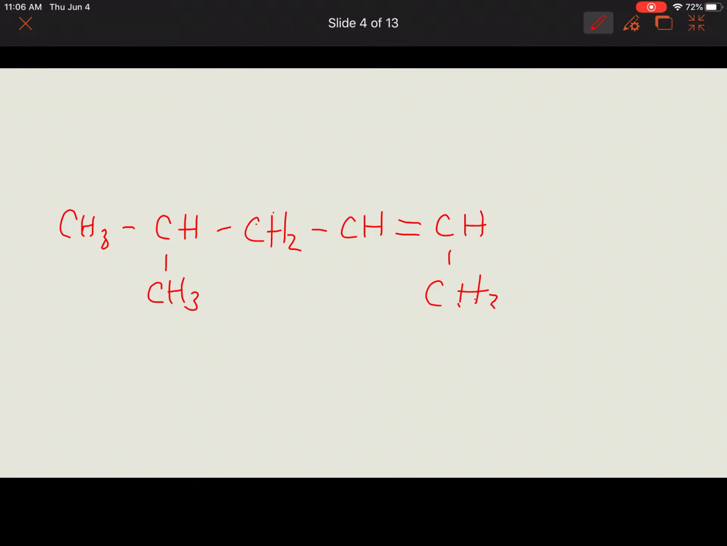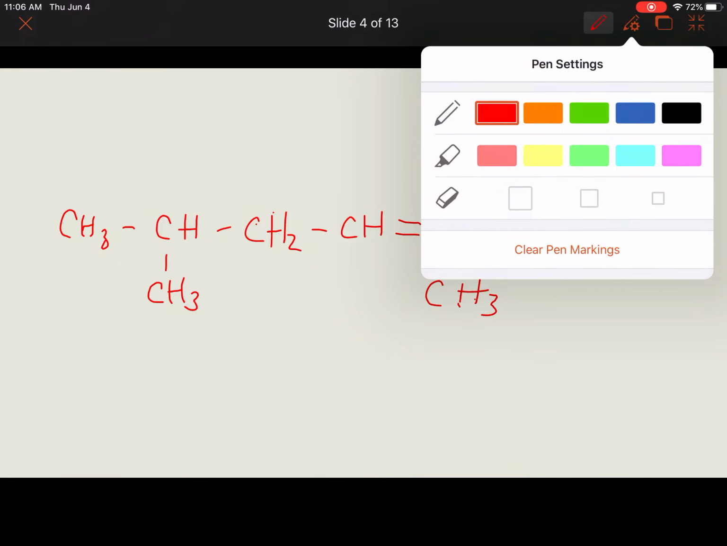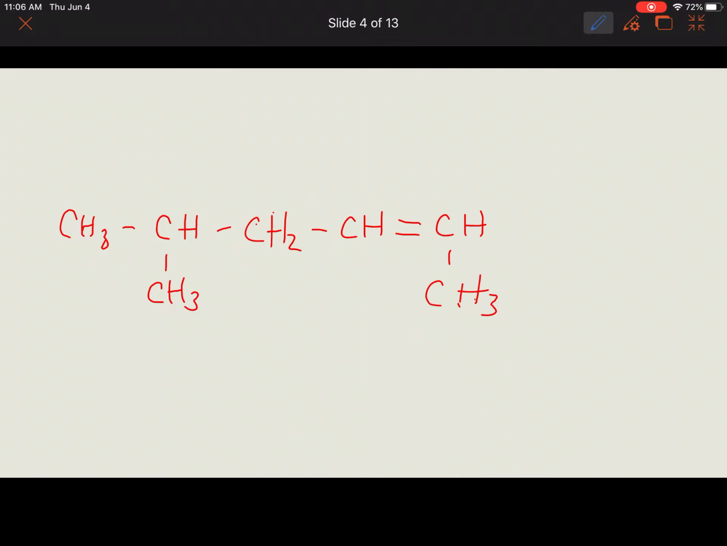Okay, so looking at this, I have to figure out where my radicals are. I have to figure out what the longest chain is. If we count, remember that the longest chain has to have the double bond. So 1, 2, 3, 4, 5, but we have to include this one because remember chains can bend. So the longest chain is actually 6 carbons in a row. So it's going to be hexene as my parent chain. Now, where am I going to start numbering from?